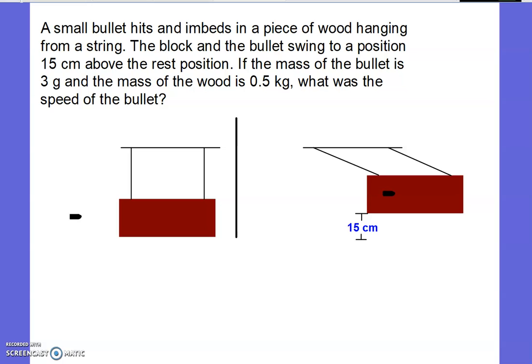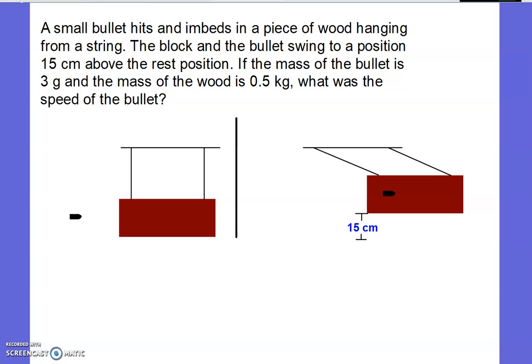In this problem, we have a small bullet that hits and embeds in a piece of wood hanging from a string. The block and the bullet swing to a position 15 centimeters above the rest position. If the mass of the bullet is 3 grams and the mass of the wood is 0.5 kilograms, what was the speed of the bullet?